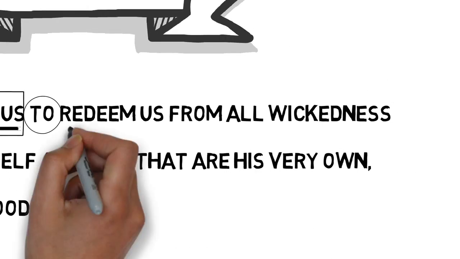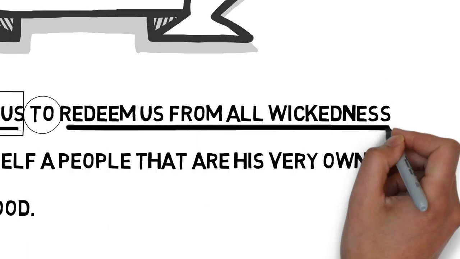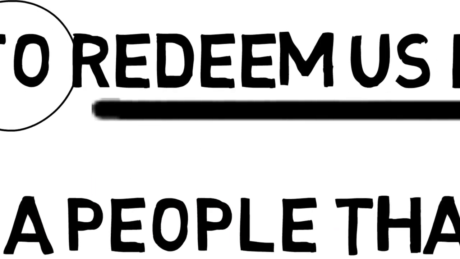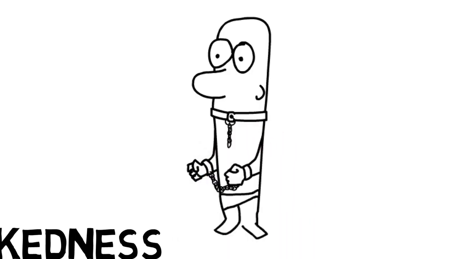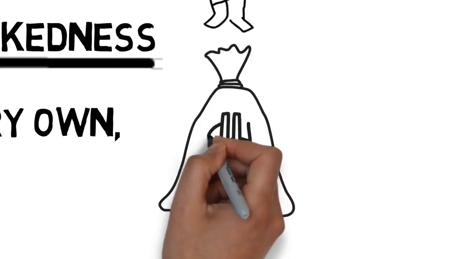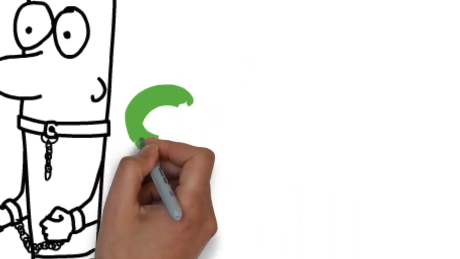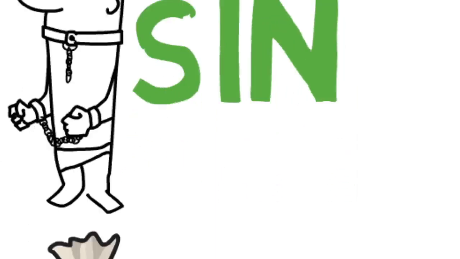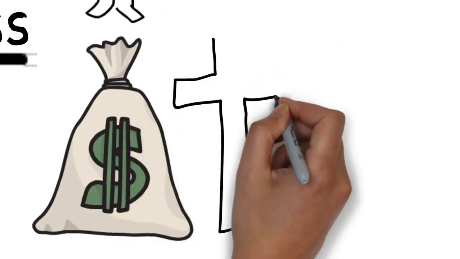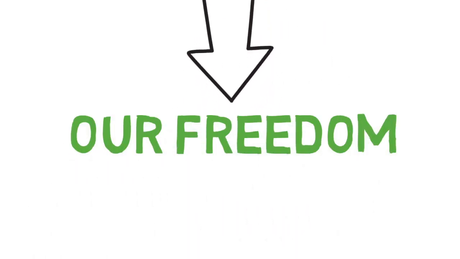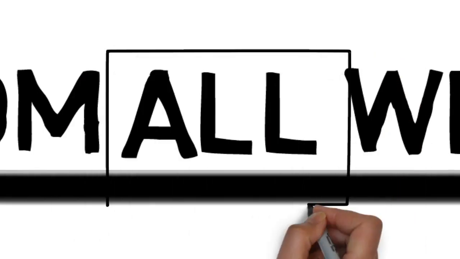Let's consider the first "to": to redeem us from all wickedness. To redeem is to deliver from captivity or slavery by payment of a price. We were captive as slaves to wickedness, but Jesus died to deliver us. At the greatest price, the death of the Son of God himself, we have been completely set free. And he freed us not just from some sin, but all wickedness.